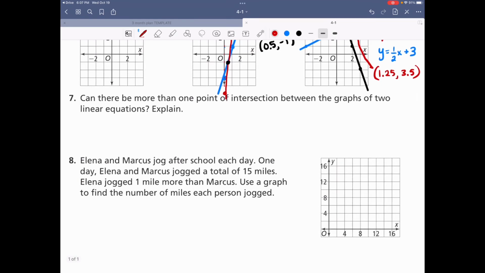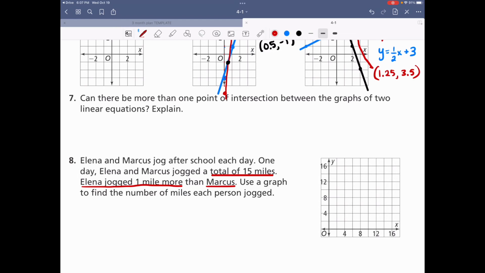Elena and Marcus jog after school each day. One day, Elena and Marcus jogged a total of 15 miles. Elena jogged 1 more mile than Marcus did. Use a graph to find the number of miles each person jogged. Well, this is kind of tricky.